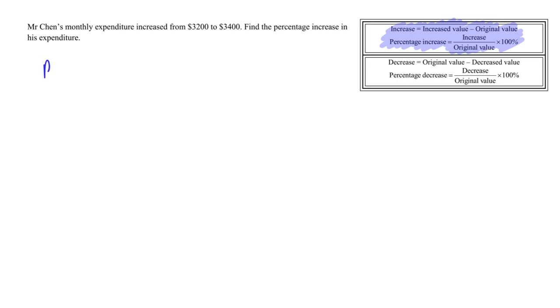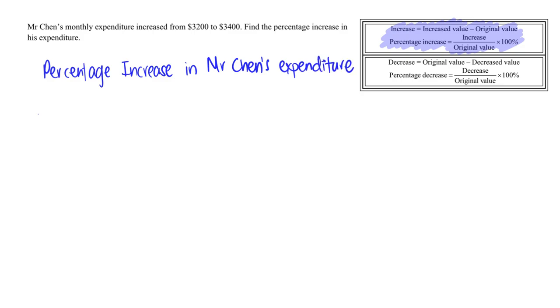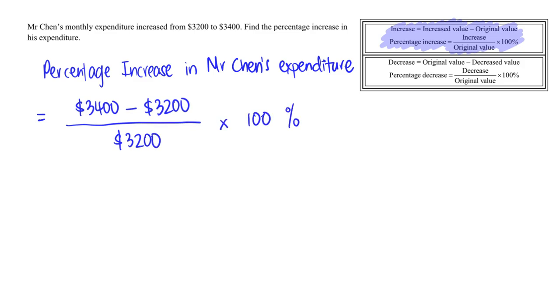So the percentage increase in Mr. Chen's expenditure will be equal to the increase, 3,400 minus the original, and after that I'm going to divide by the original before I multiply by 100%. So this will give me a value of 6.25%.